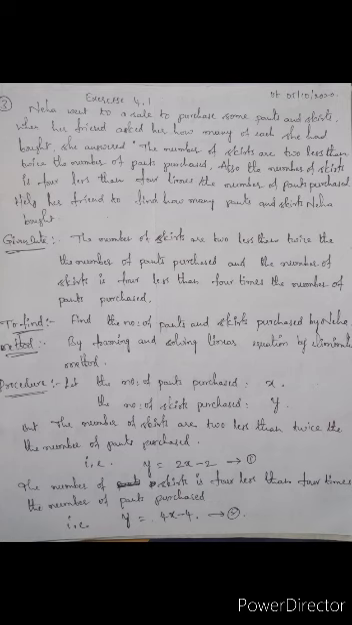We don't know. Here some conditions are given. The number of skirts depends on the number of pants. What is given in the question? The number of skirts is 2 less than twice the number of pants purchased, and the number of skirts is 4 less than 4 times the number of pants purchased. What does it mean? The number of skirts depends on the number of pants purchased. What to find here? The total number of pants and skirts she purchased.